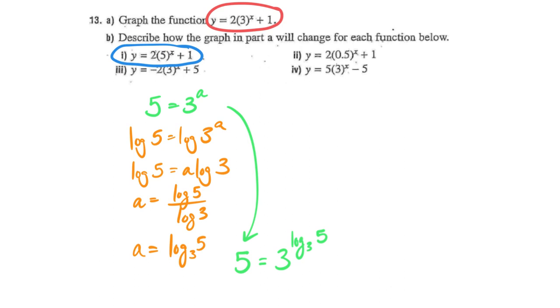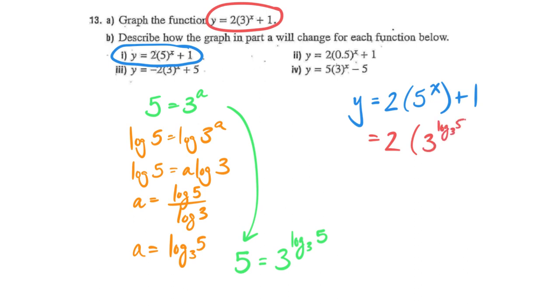Okay, why is that helpful? Well, it's because if I go back up to my blue function, my blue function being 2 times 5 to the x plus 1, I can now replace my 5 with 3 to the exponent log 5 from base 3. If I do that, you'll notice I'm starting to change this into something that looks like the red function. Now both of those are powers base 3. I can now compare the difference, interpret it as a transformation.